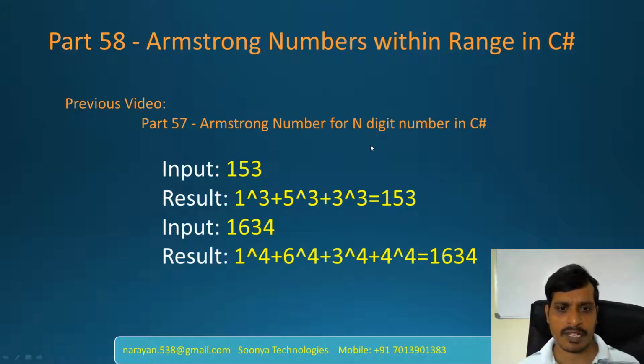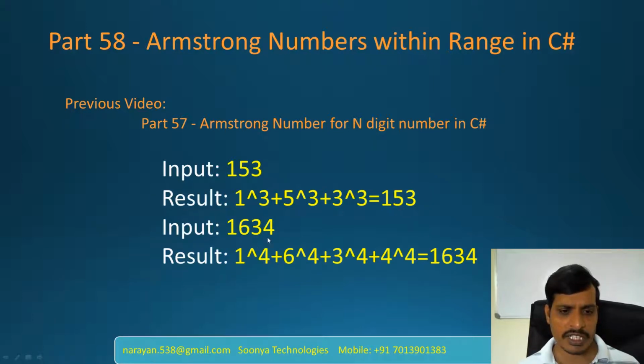What is an Armstrong number? Here we have 153. If you want to find an Armstrong number, first we need to get individual digits like 1, 5, 3. Here we have 3 digits in this number. Now the sum of cubes of individual digits should equal 153. Here 1 cube plus 5 cube plus 3 cube equals 153. So 153 is an Armstrong number.